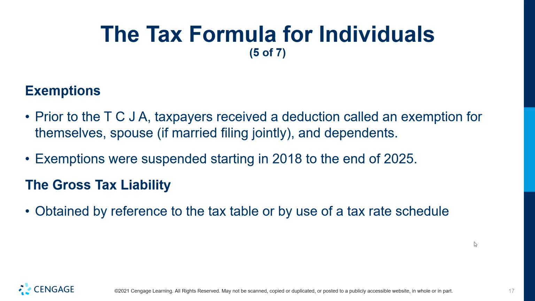Now, prior to our good old friend, the TCJA, taxpayers received a deduction called an exemption for themselves, spouses, and dependents. This is that personal exemption. The exemptions were suspended starting in 2018. Now, an interesting thing about a lot of tax laws, they're only going to be around for a certain time, and this one is scheduled to end in 2025.